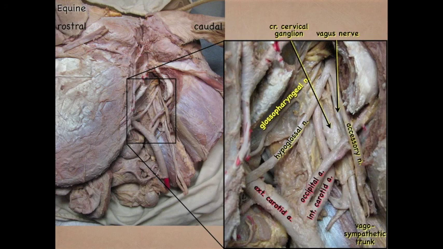Okay, there we also see the accessory nerve. So we see cranial nerves 9, 10, 11, and 12 here, as well as that cranial cervical ganglia and the internal carotid artery being closely associated with that guttural pouch.